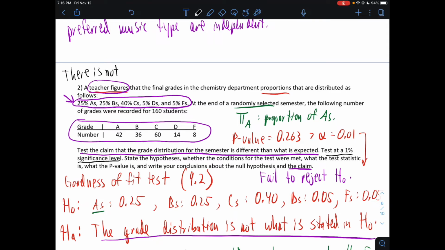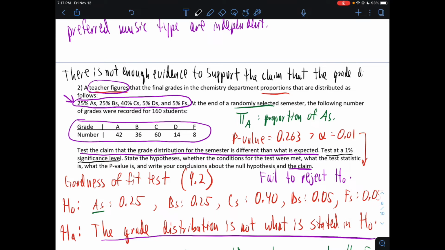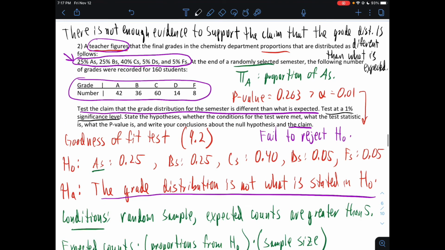There's not enough evidence to support the claim that, and then I'm just going to use the language of the claim. The grade distribution is different than what is expected. So that finishes number 2.